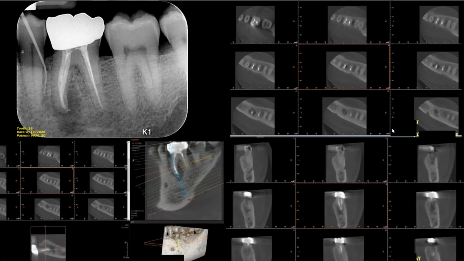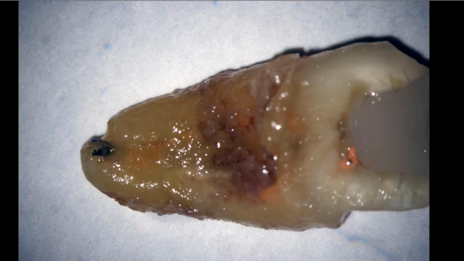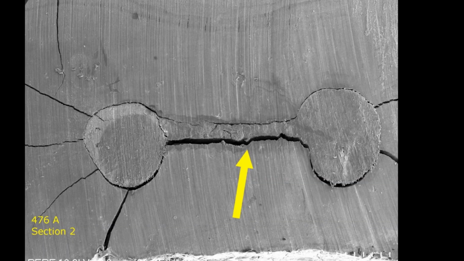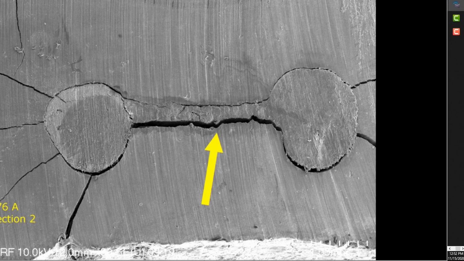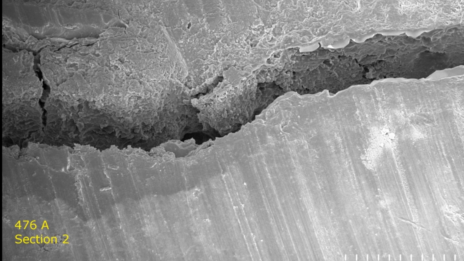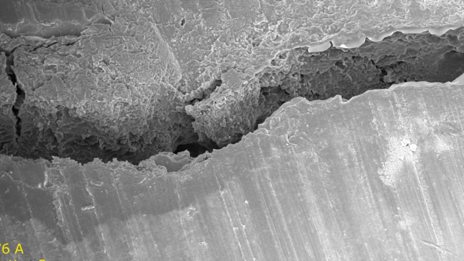Just to refresh your memory, this is the 2020 imaging where it was thought maybe there was a vertical fracture of this root. We could not detect a vertical fracture when we looked at the root. So here are the sections. We cut it up into 5 different sections, and we're going to look at each one of those. I'll review a few of those sections with you in part 1 here.